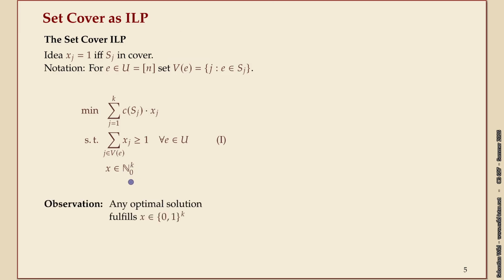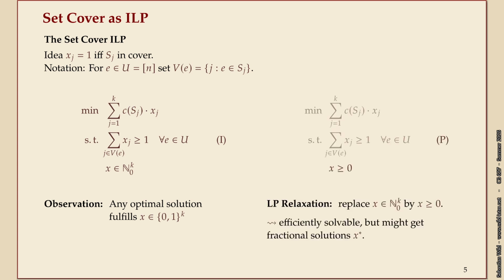First of all, to have it in normal form, I wrote x is an integer or a natural number, but you can easily work out it never helps to make any of the entries of x bigger than 1. So an optimal solution will always be in {0,1}^k. That's the ILP. And you can relax that to a linear program if you just drop the integrality constraints and make it x greater or equal 0. And for that, we can get a solution in polynomial time.